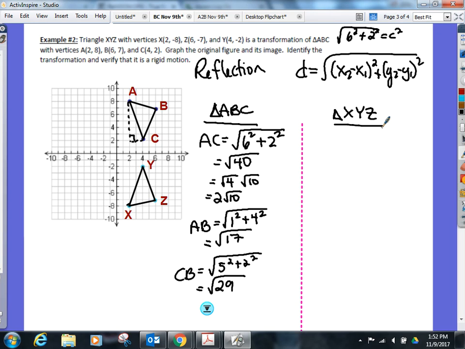All right, let's go to triangle XYZ and hope that I have 3 distances that match the ones I've just found. Anybody want to find a side? XZ, here we go. XZ, up and over how many? Up 1, over 4 again. 1 squared, 4 squared, so that'll end up being square root of 17.